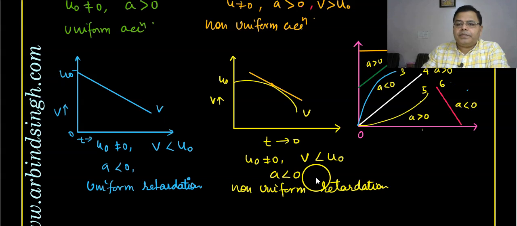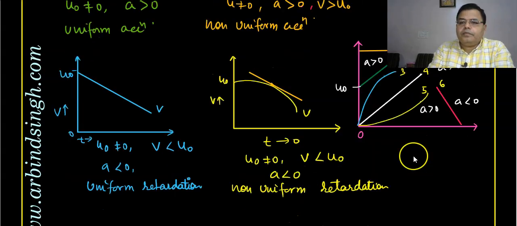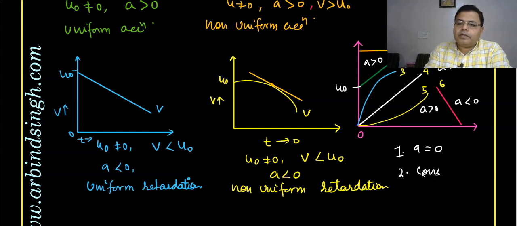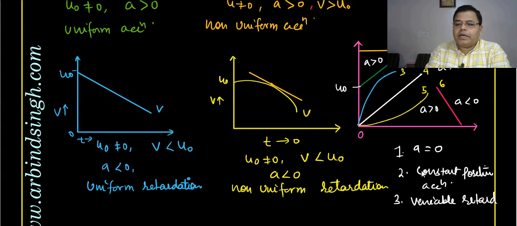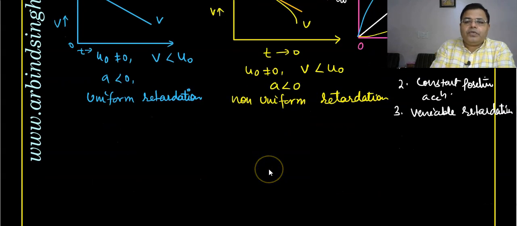So the first one, I hope you got it, is uniform velocity, that is, acceleration is zero. In the second one, it is constant positive acceleration. In the third one, it is variable negative retardation. Similarly, four represents uniform acceleration.